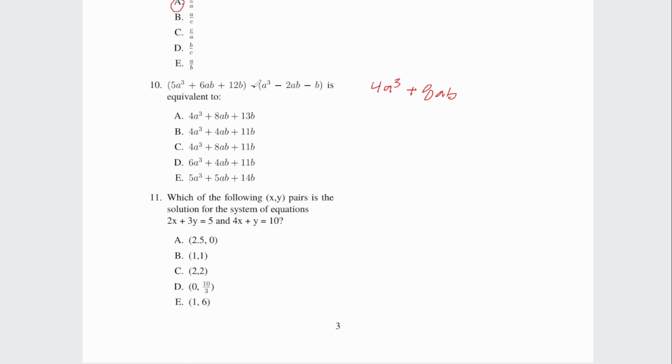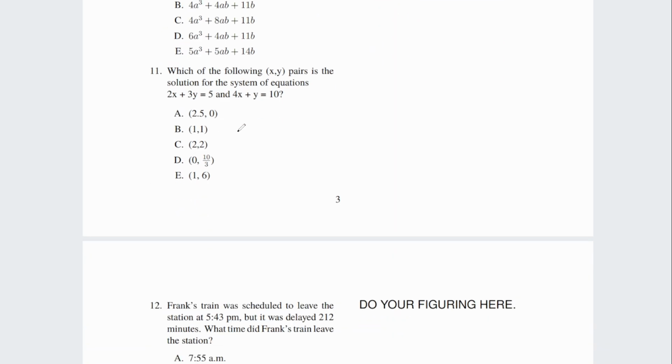12b minus, excuse me, I made a mistake, and you need to make sure you don't make this mistake. 12b minus negative b, which is 13b. So this can look intimidating, but it's just counting, which you can certainly do on your first pass through. So 4a cubed plus 8ab plus 13b. Answer choice A is the correct answer here.